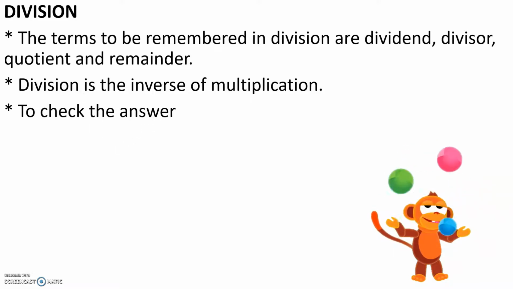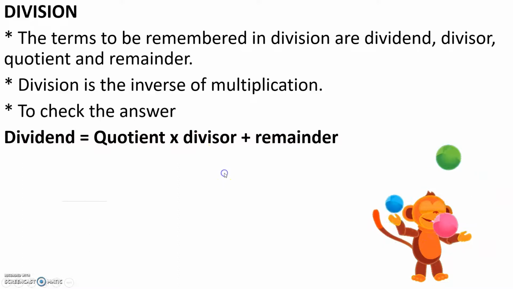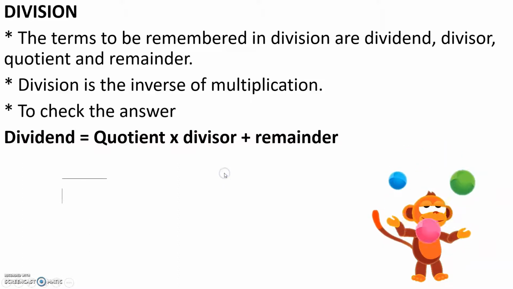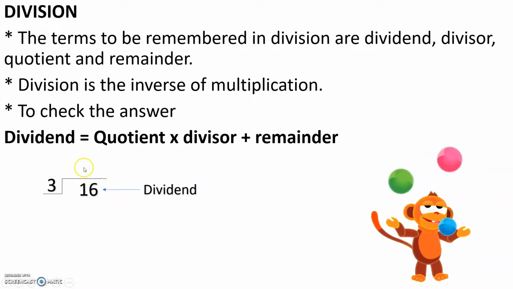To check the answer, we'll use this formula. Dividend is equal to quotient into divisor plus remainder. Let's see an example. We'll divide 16 by 3. So 16 is called the dividend. 3 is called the divisor.